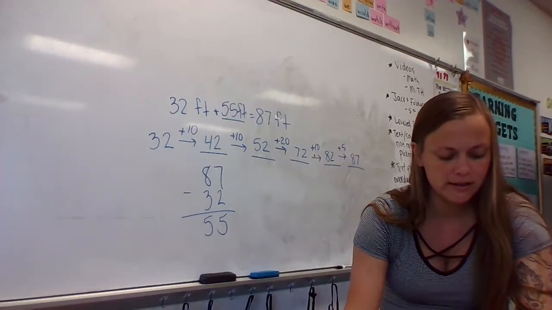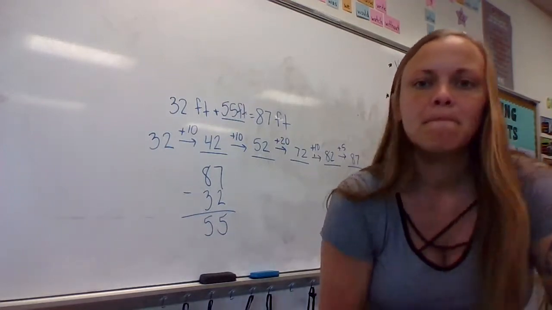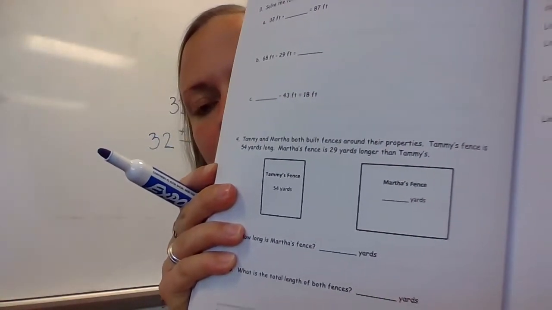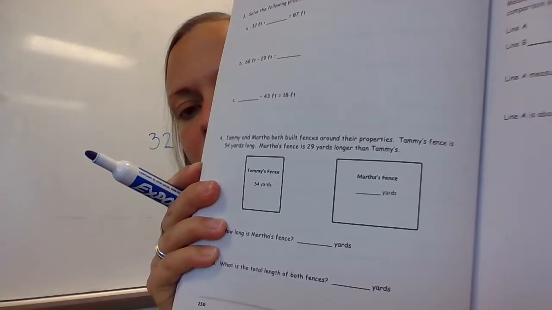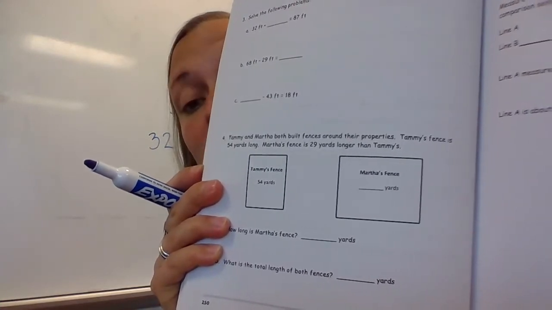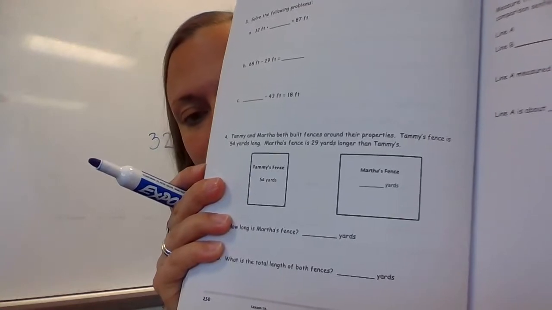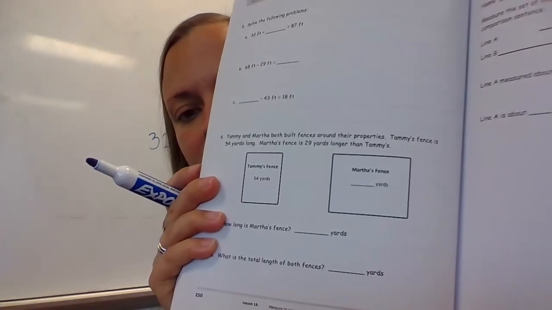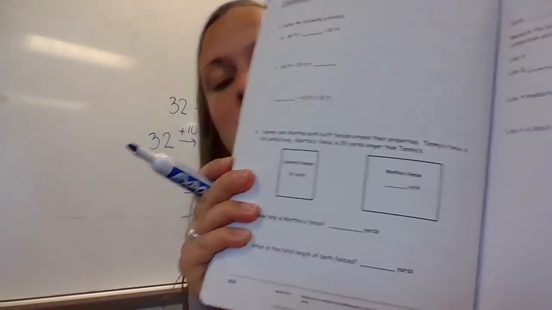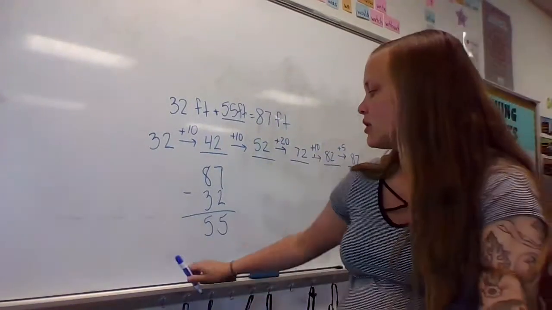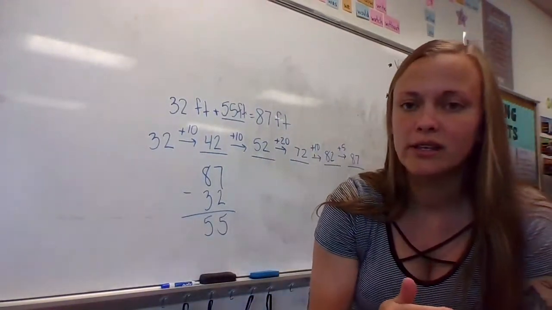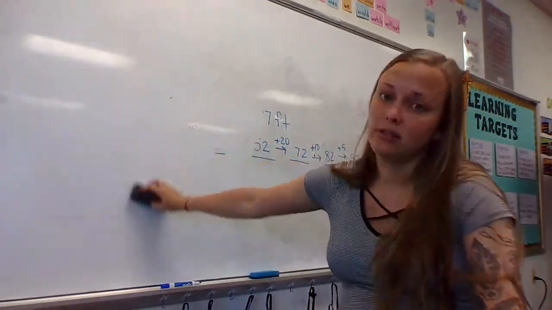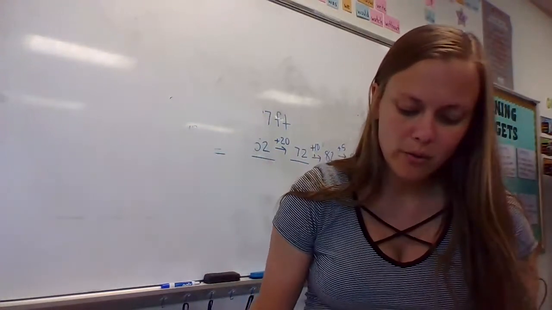On number 4, it says Tammy and Martha both built fences around their properties. Tammy's fence is 54 yards long. Martha's fence is 29 yards longer than Tammy's. So then they have a picture of Tammy's fence and they have a picture of Martha's fence. So it says that Martha's fence is 29 yards longer. So you're not going to take away 29 yards from Martha's. You're going to add 29 to Martha's. So it'd be 54 yards plus 29 yards. So just a lot of word problems.